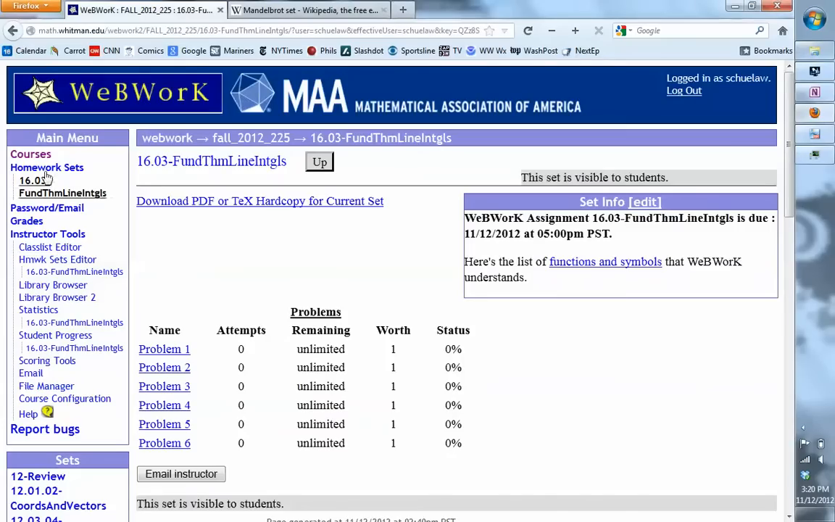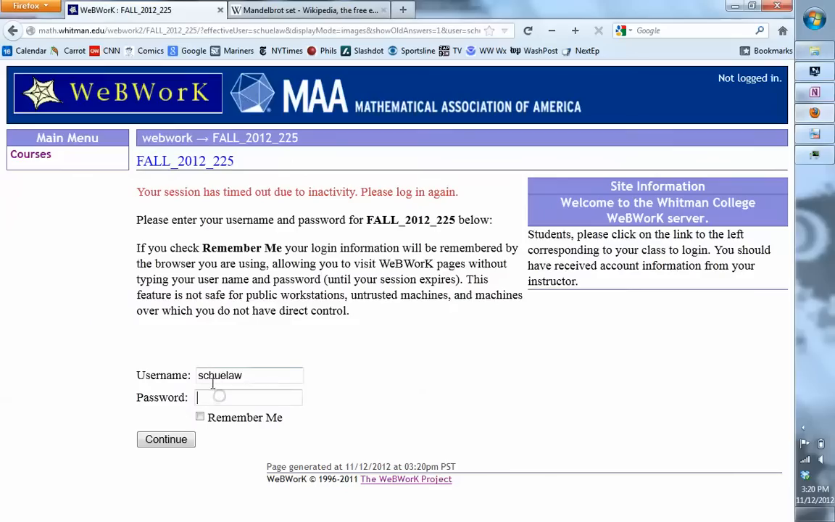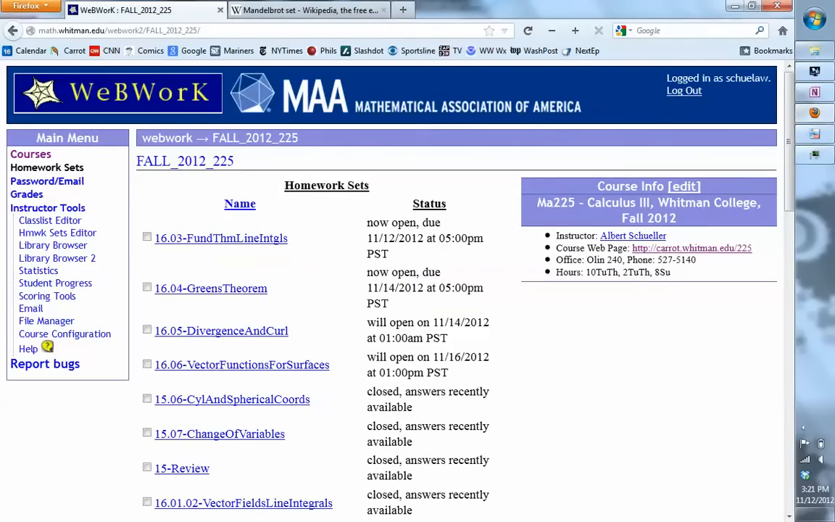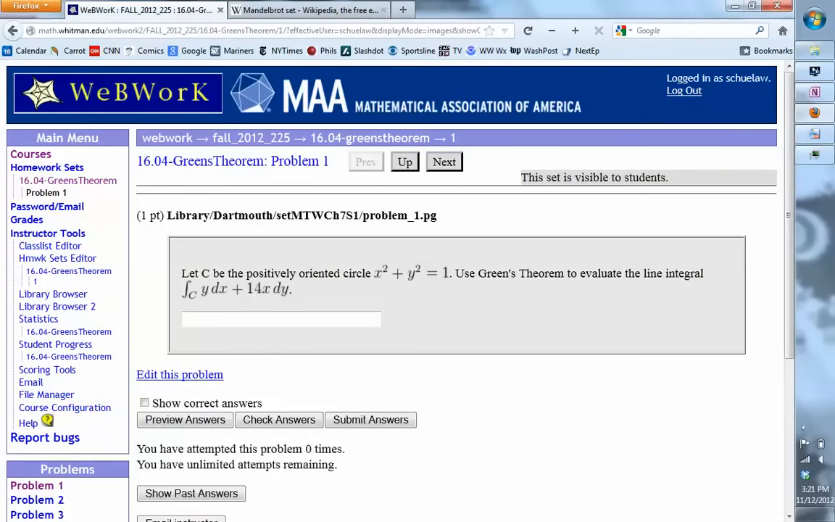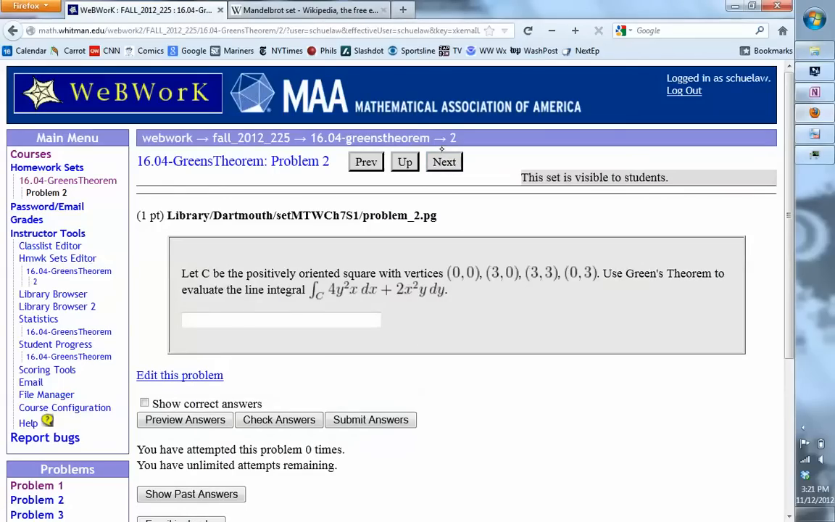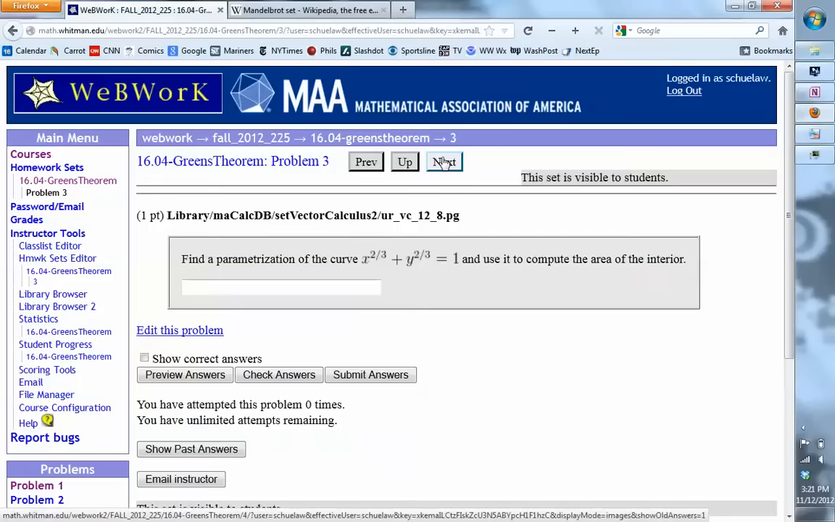Fundamental theorem of line integrals. Let's go here. So that one, no problem. This guy, same deal. Yeah, this one. This is the one I wanted to talk about. So find a parameterization of this curve and use it to compute the area of the interior. So this goes back to that area-perimeter relationship that I derived earlier.